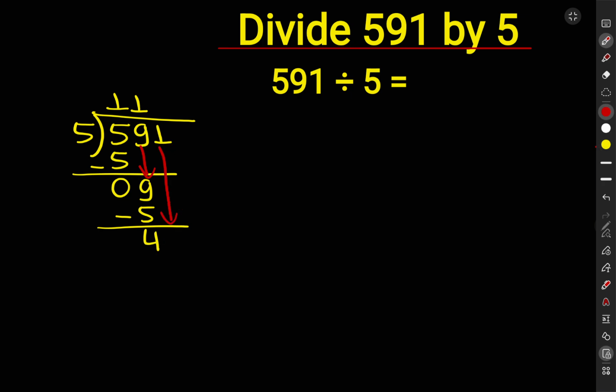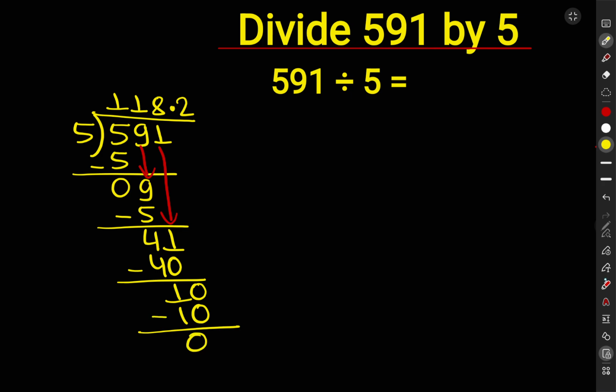So again we put down this 1 and it is 41. 5 times 8 is 40. On subtracting we get 1. So now we have no other number to put down. So we take a decimal here, so that we put 0. So it is 10 and 5 times 2 is 10. On subtracting we get 0.